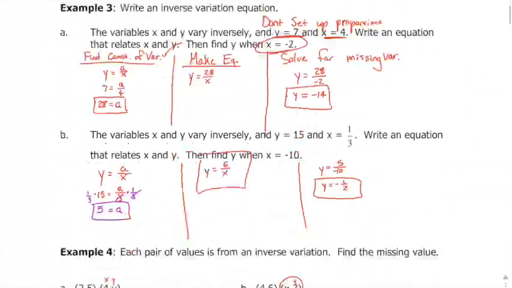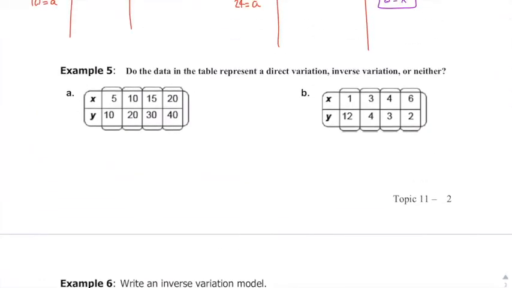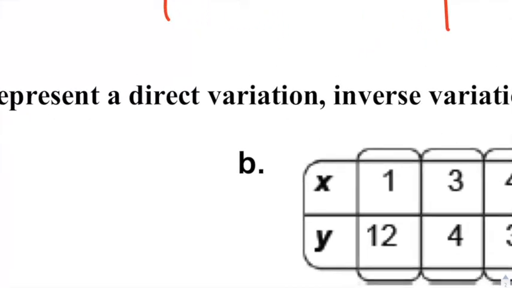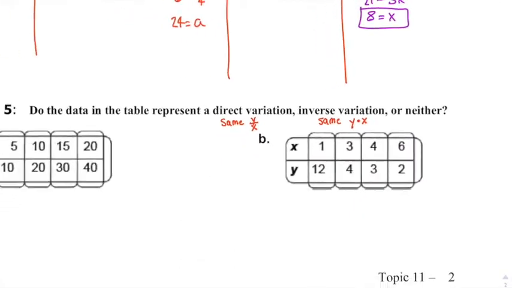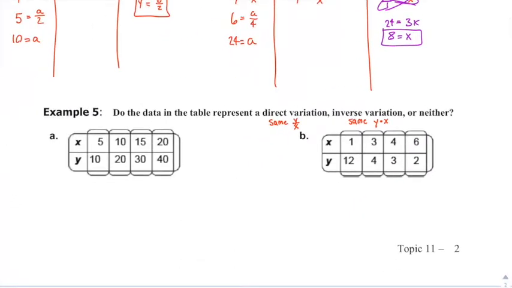So I think on this example here, they're going to give us one example where it's direct variation and one that's inverse variation. So remember, direct variation, you need the same y over x, and then for inverse variation, you need the same y times x right there. And then if none of those are true, then it's none of the above.